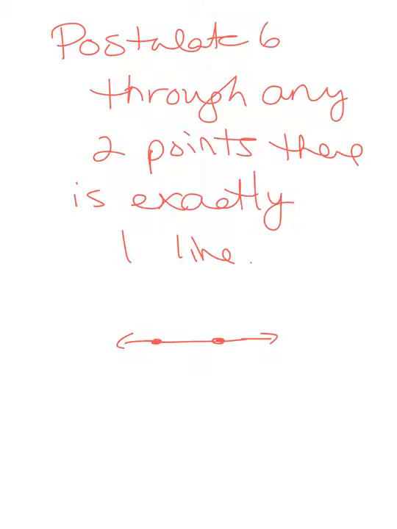So if I start with the 2 points given and I want to draw a line, like it is in red, that's one way to draw the line. If I wanted to draw a line a different way, it's just not possible. If I have 2 points, there is only one line that will go through those 2 points.